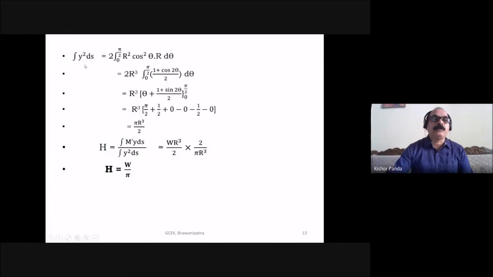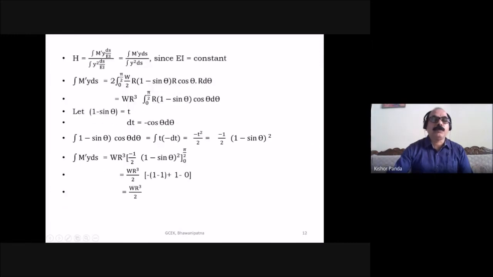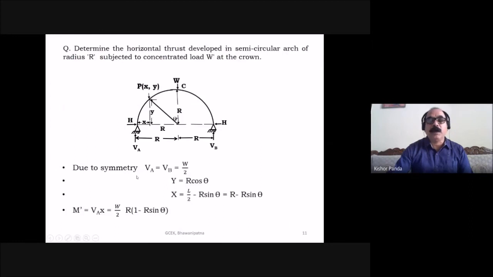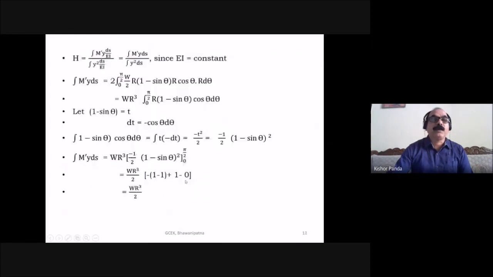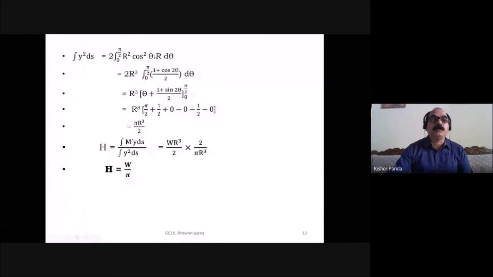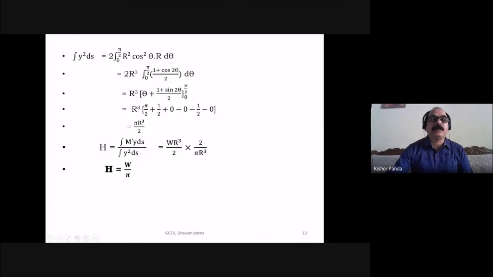Then take the integration of y square ds. You know the value of y: y is equal to R cos theta. So here you take R square cos square theta, with twice the integration from 0 to pi by 2, into ds, that is R d theta. Simplifying, this is 2R cube from 0 to pi by 2. You know cos square theta is equal to (1 plus cos 2 theta) by 2 into d theta. After simplification and putting the values 0 and pi by 2, the integration of y square ds is equal to pi R cube by 2.